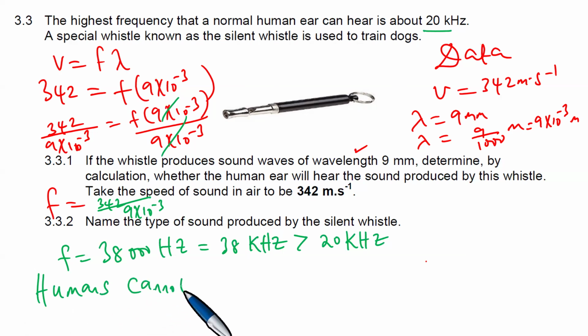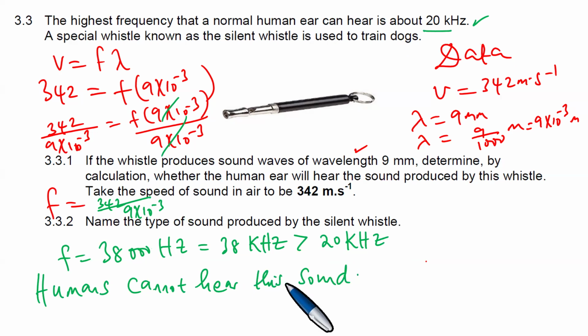It means therefore that humans cannot hear this sound, because the largest frequency people can hear is 20 kilohertz. This one is 38 kilohertz because 1,000 is kilo. So 38,000 hertz is like 38 kilohertz. 38 is bigger than 20, so humans cannot hear this kind of sound.